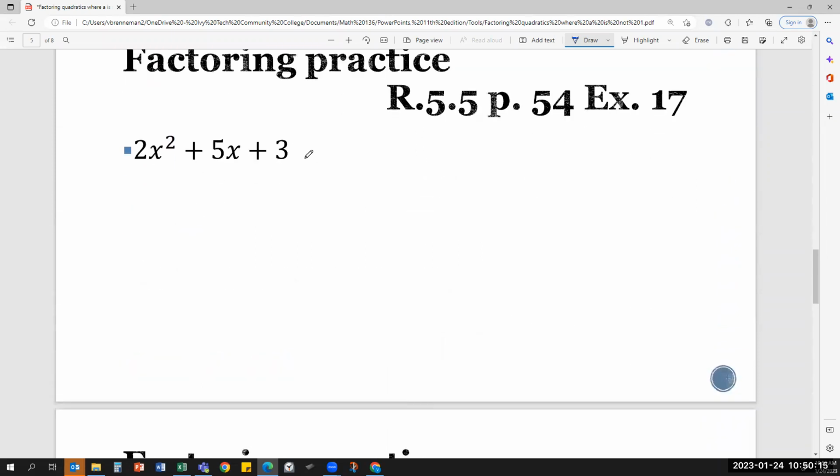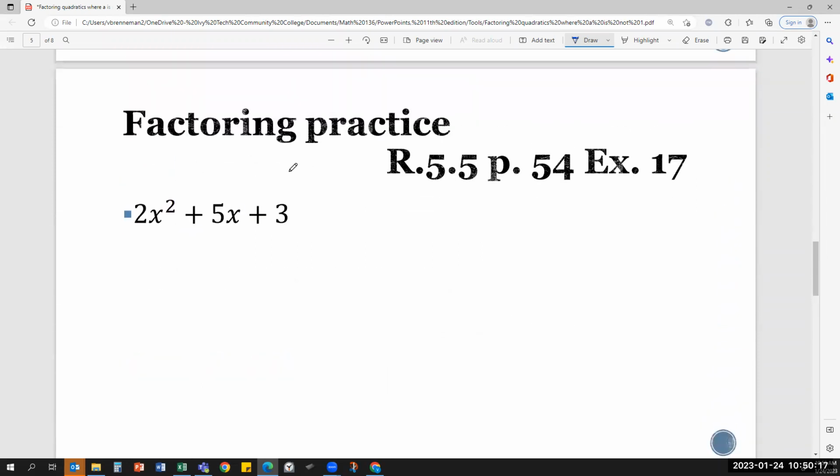All right, so our first example here, we have 2x squared plus 5x plus 3. A and C are both prime, so this would be one where guess and check, again, could be reasonably efficient. We still have two things we have to test. So I'm going to start with, I know it's got to be 2x and x, and then it could be a 3, 1, or it could be a 1 and then 3.